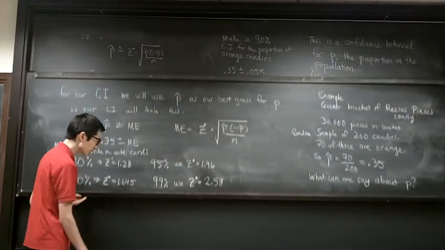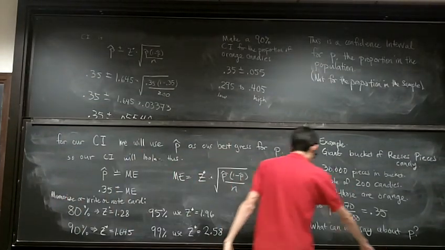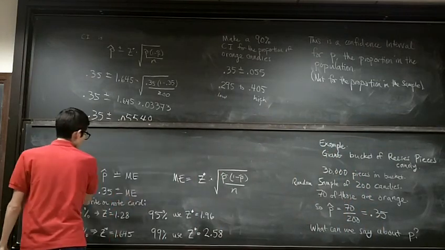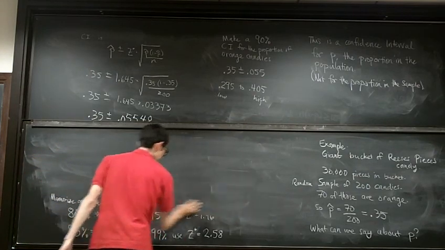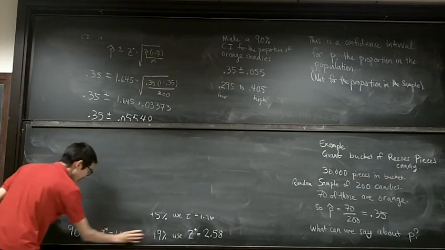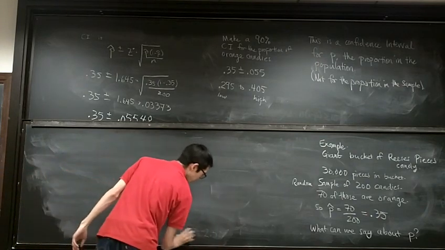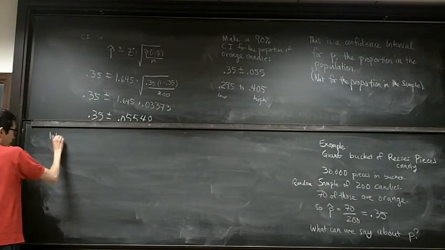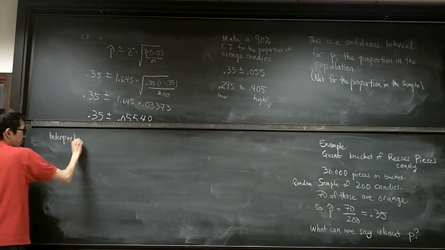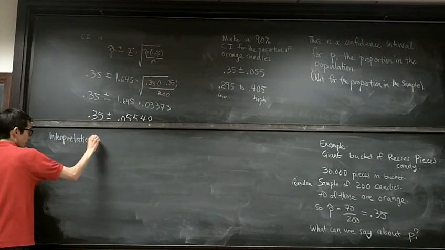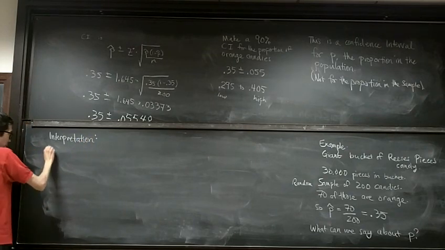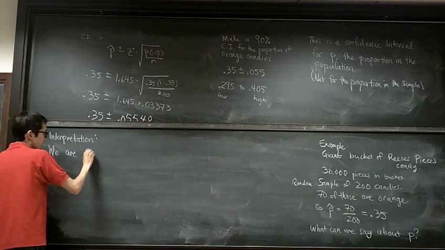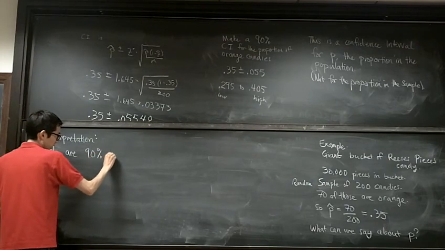So the interpretation, the final interpretation of this, and this is the part that students maybe struggle with the most, I don't know. Okay. You say, we are 90% confident.